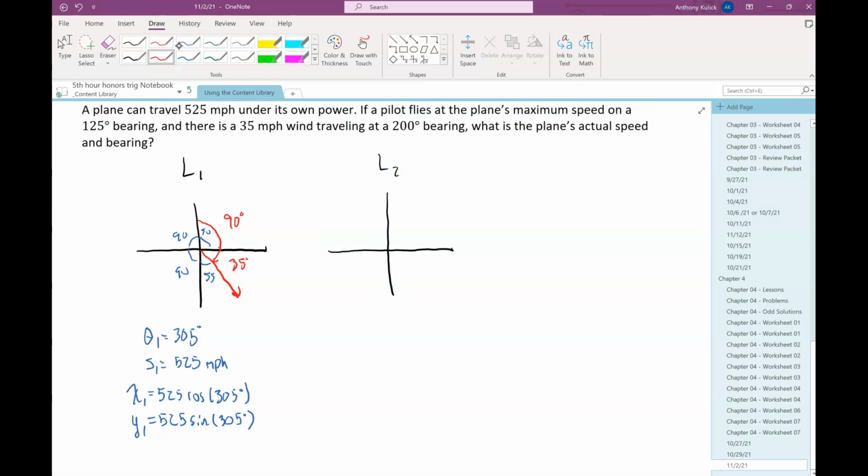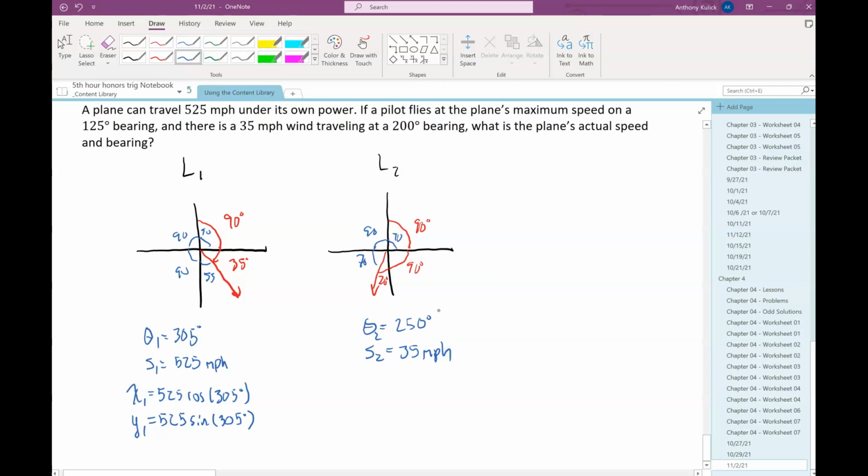So in leg 2, we have a 200 degree bearing. So 90, 90, 20 more. Not 300, I almost did 300 there. So my standard position is 90, 90, and then 70. So that's 180 plus 70, so 250. And the speed there is still 35.